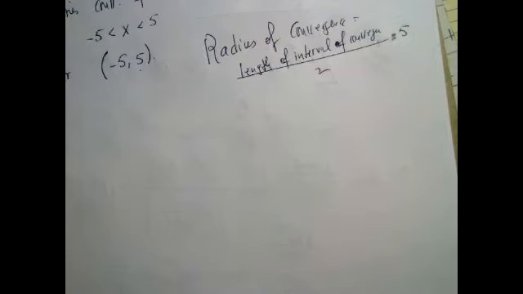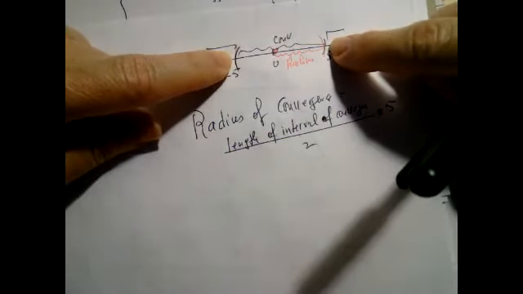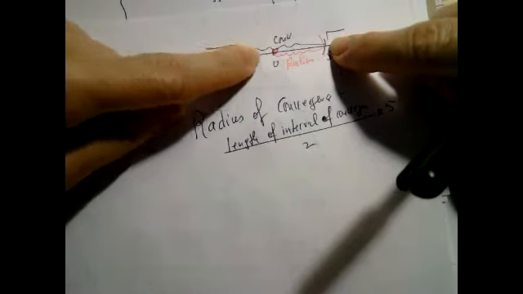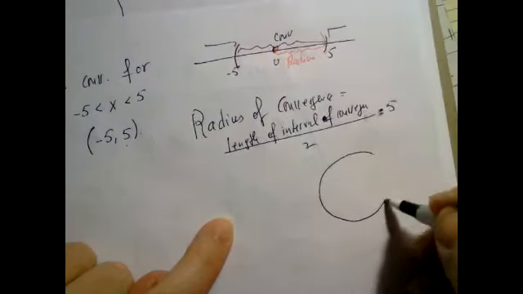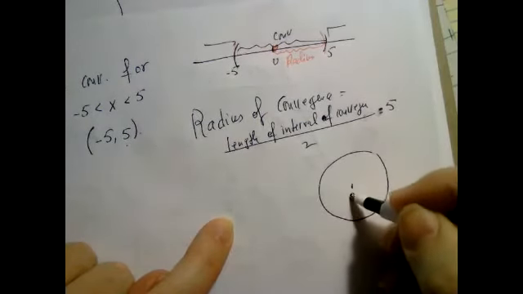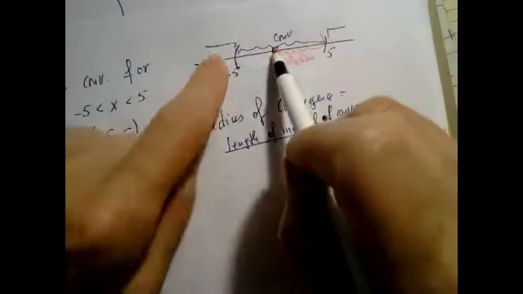So the radius of convergence is 5, and the length of the interval of convergence is 5 divided by 2? No. What's the length? How much do we have from here to here? Oh, 10. The radius is 5. Yes. You should remind yourself of the radius of a circle. That's the center, and that's the radius from here to here. So that's exactly the same. It's from the center of the interval to the edge, which is the same whether you take the left edge or the right edge.